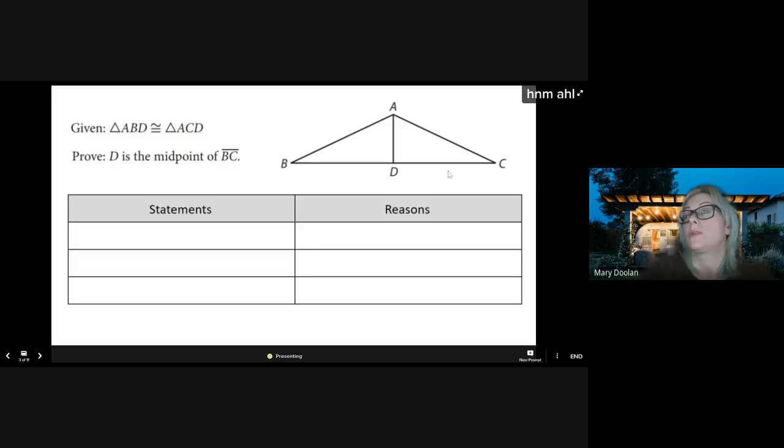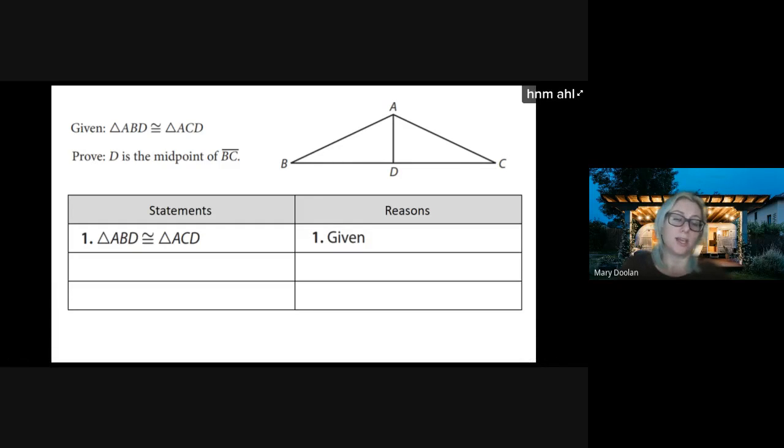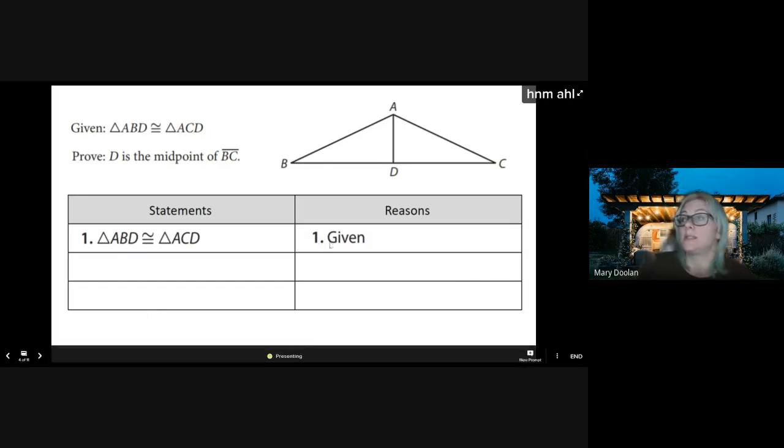Okay, so we're going to use deductive reasoning to prove this to be true. All right, and so we're just going to go step by step here. The first thing that we're going to look at is this first line. We're going to make the statement that triangle ABD is congruent to triangle ACD. And the reason we're able to say that, the reason on the right-hand side, is because it is given to us in the initial statement. Okay, and so that's the reason: it's given.